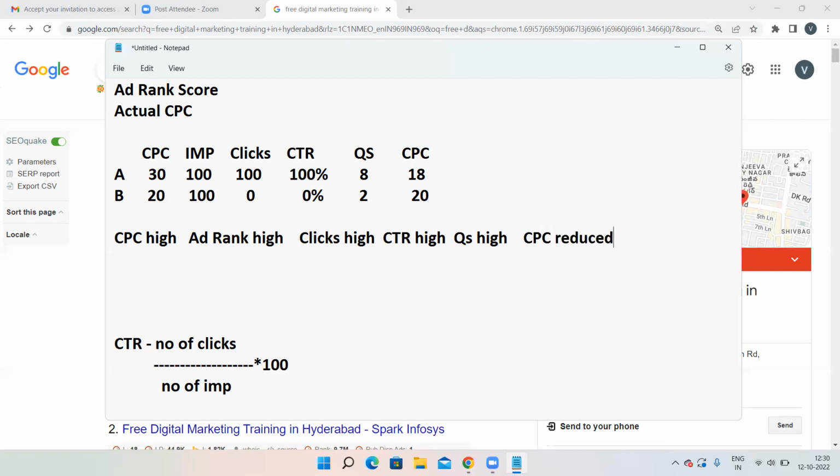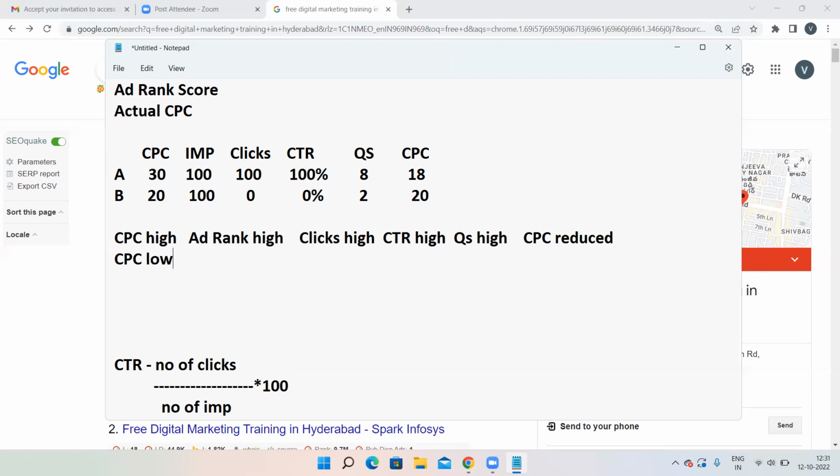Always follow this step. Now let's assume you are going in the opposite manner. Your CPC is only low. First itself, you are not spending money. Then obviously your ad rank also will be low. Once your ad rank is low, people will not click on your advertisement, so clicks also will be low. If clicks are low, your CTR also will be low. And because CTR is an important factor, your quality score also will be low. If your quality score is low, your CPC will not be reduced. It will be increased itself.